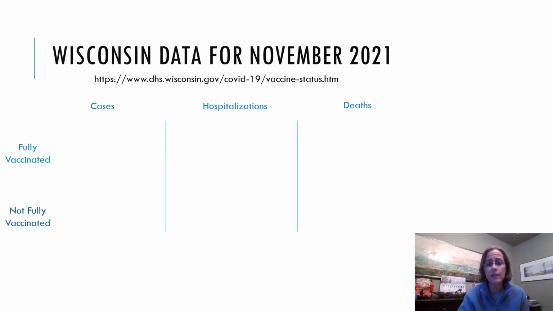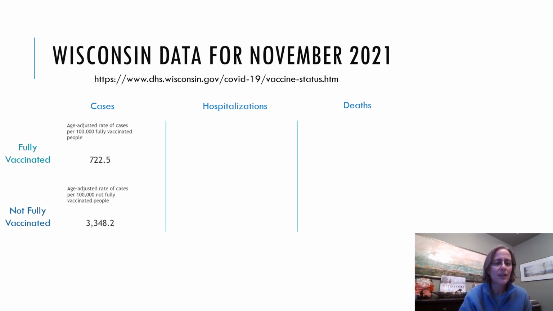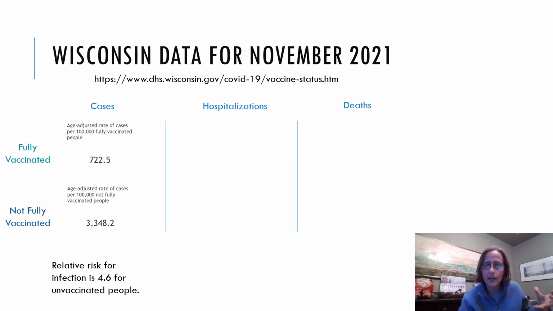Wisconsin looked at this data as well, and I think it's interesting to see. This is from last year. They no longer compute this data, but I'll show you what we had last year. In terms of getting infected with COVID, fully vaccinated people had a much lower rate, about 722 out of 100,000 versus 3,348 for people who were not fully vaccinated. The relative risk, the strength of that association, was 4.6. It was a 4.6 times higher rate of infection.